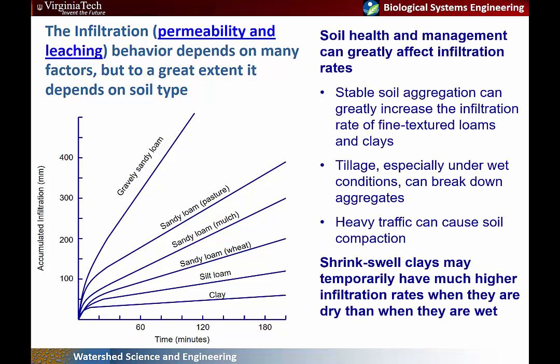But soil health and management can also affect infiltration rates. These are things that we can do as land managers to affect infiltration capacity. Stable soil aggregation can increase the infiltration rate of fine textured loams and clays. So if you can promote soil aggregation, you can increase that infiltration rate. Tillage under wet conditions can break down those soil aggregates, so you want to avoid tillage under wet conditions. And then heavy traffic can cause soil compaction, which reduces your infiltration capacity as well.